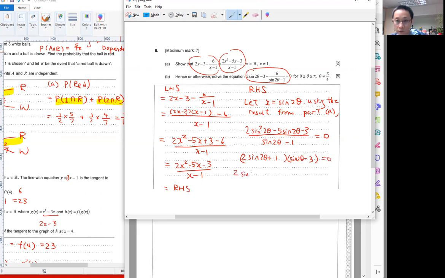2 sine 2 theta plus 1 equal to 0. So sine 2 theta equals negative 1 over 2. Well, that's interesting. But the second one should not yield any result, because sine 2 theta equaling 3 is not possible.